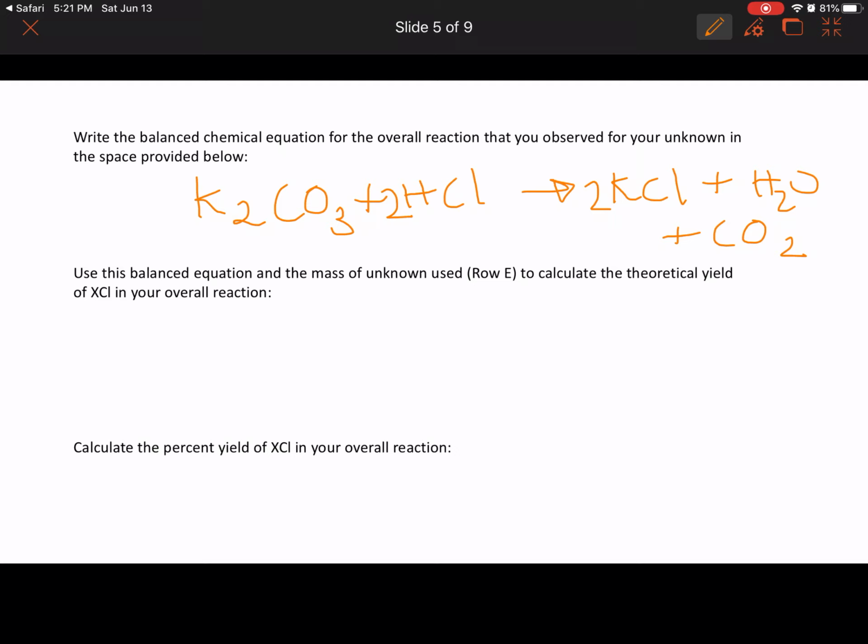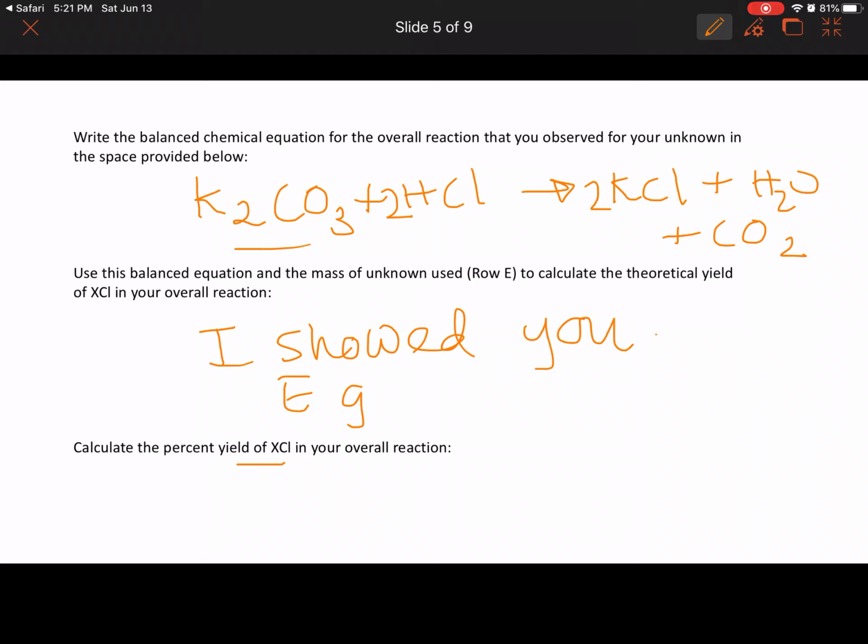And then use this balanced equation and the mass of unknown to calculate the theoretical yield of metal chloride in your overall reaction. I showed this to you, right, in the previous slide, how to do this one. So you can refer to that. Remember, I put E grams and then I did it for the metal carbonate. So use that calculation to do your calculation for this part.